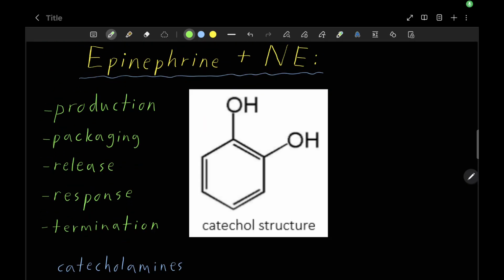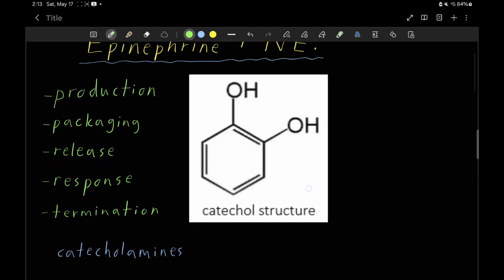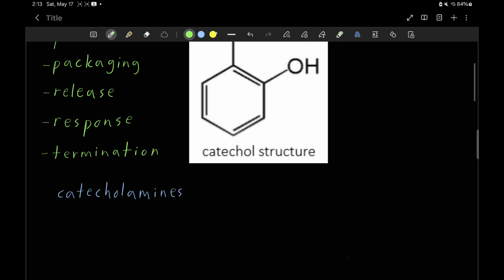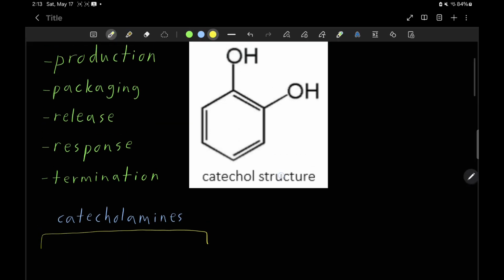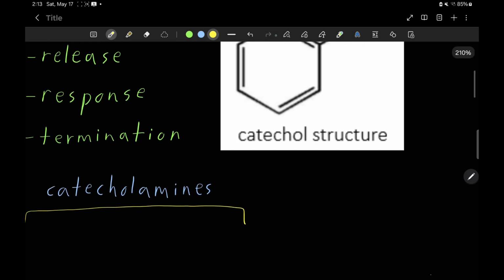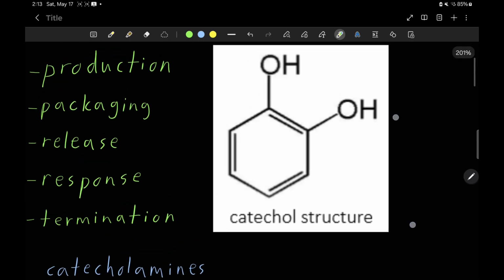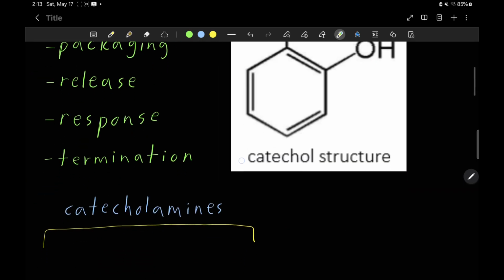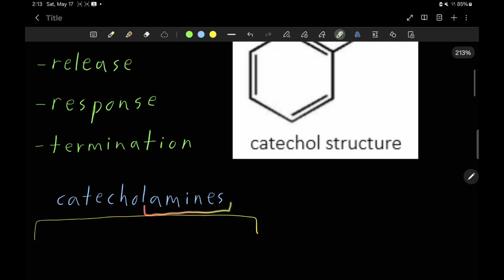Before we get into epinephrine and norepinephrine, we first should review what catecholamines are. As I said, catecholamines is an umbrella term for a bunch of different messenger molecules. If you look at the name, you can break it down into two parts, catechol and amine. Catechol, the first part, means that they are structured around this catechol structure that you see here. This catechol structure is the backbone for all catecholamines. And the second part, amine, means that it has an amine group.